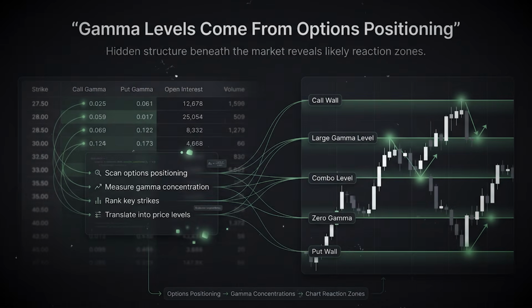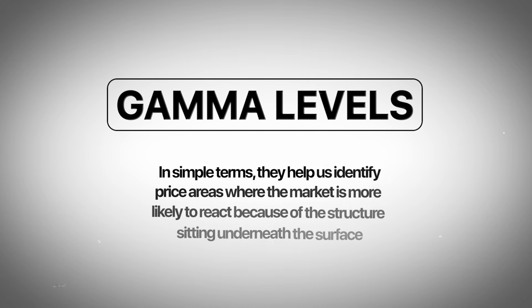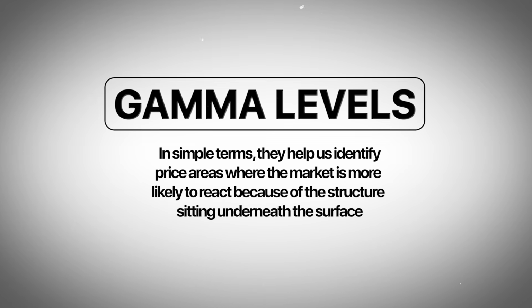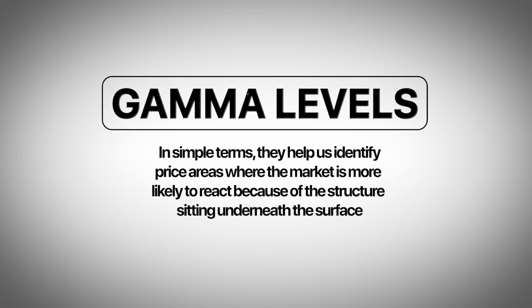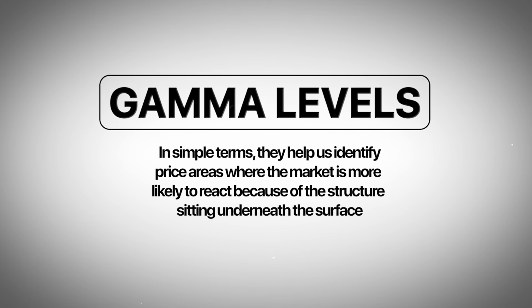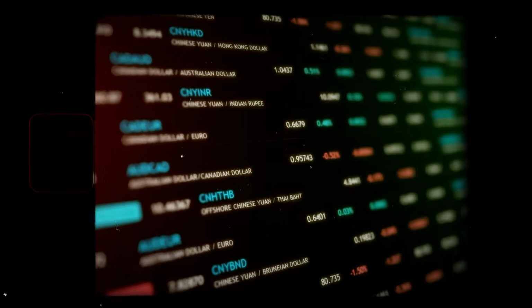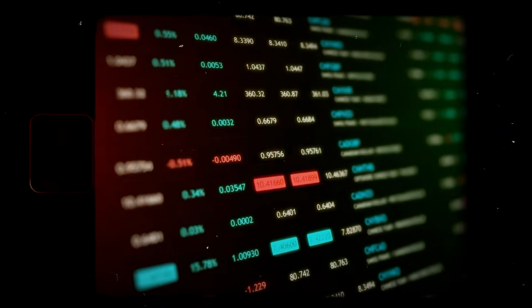Gamma levels come from options positioning. In simple terms, they help us identify price areas where the market is more likely to react because of the structure sitting underneath the surface. That is what makes them different from random support and resistance. Now let's break down the main levels.